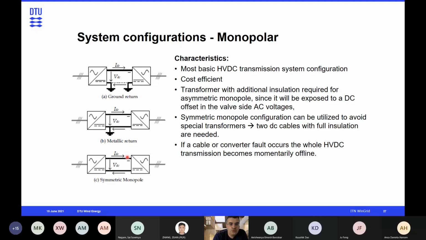To avoid that, we have the symmetric monopole, which has two fully identical DC cables, which means that things are very balanced on the AC side, but the cost is a bit higher because you have two DC cables with full insulation. And of course, this schematic has basically no redundancy, because if a cable or a converter fault occurs, then everything goes out. There is no alternative path for the current to flow. And today, literally all wind power plant connections are based on symmetric monopoles.